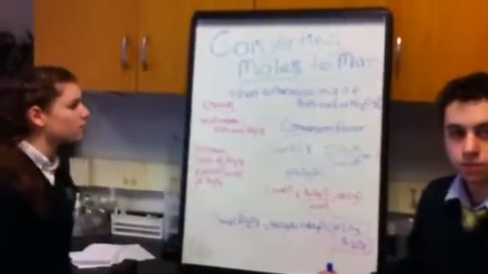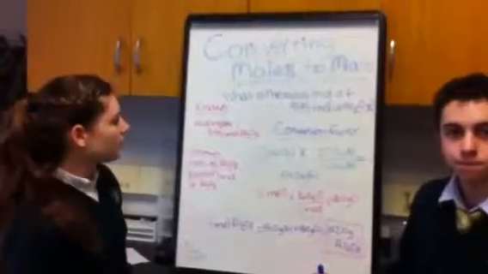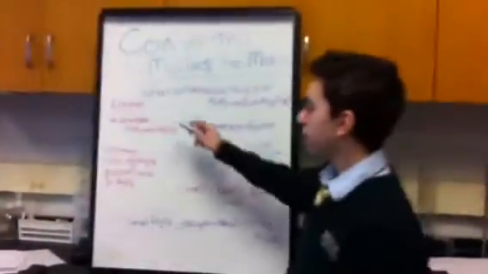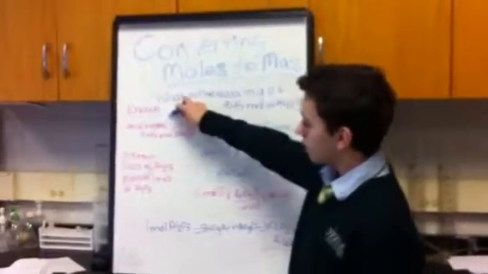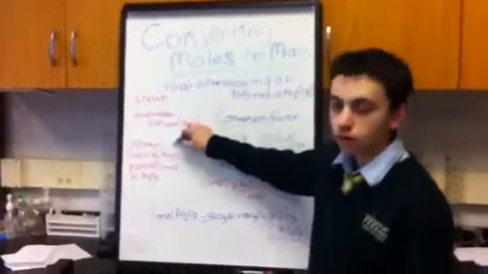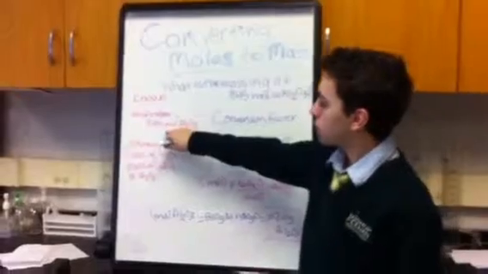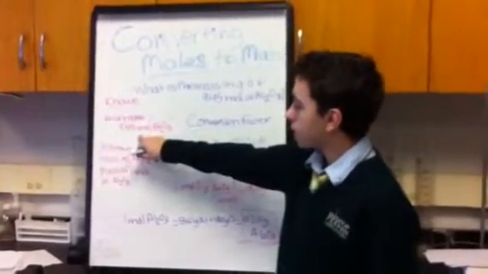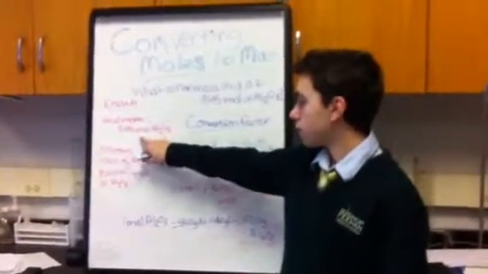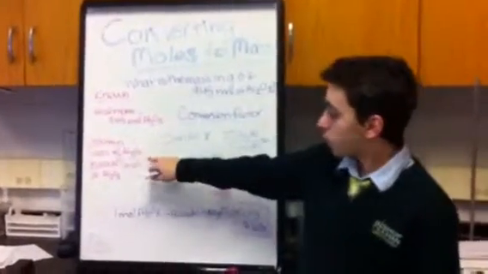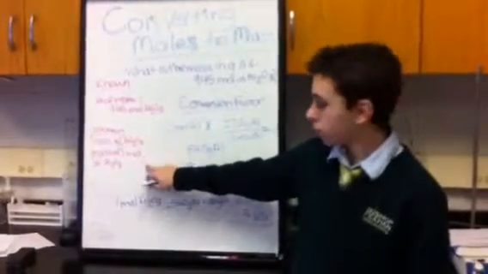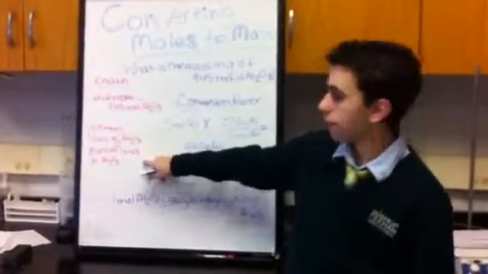Converting moles to mass. What is the mass in grams of 9.45 moles of aluminum oxide? Just like last time, we're going to write down what we know and what we don't know. What we know is that the number of moles is 9.45 moles of aluminum oxide. What we don't know is the mass of aluminum oxide, the mass of 1 mole of aluminum oxide.